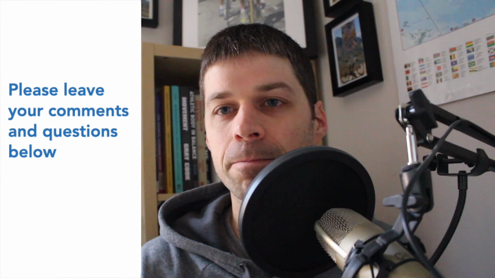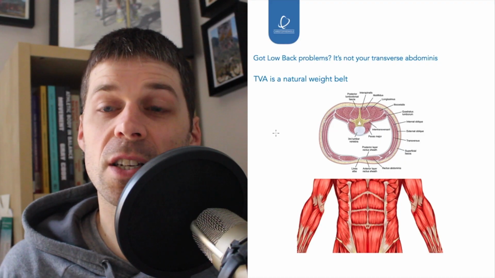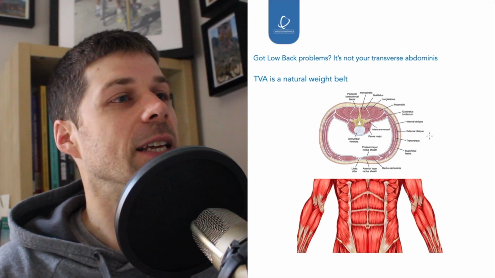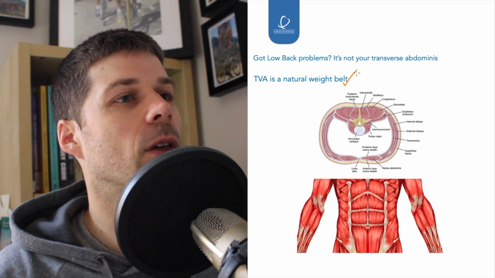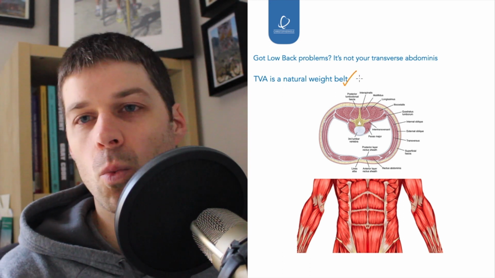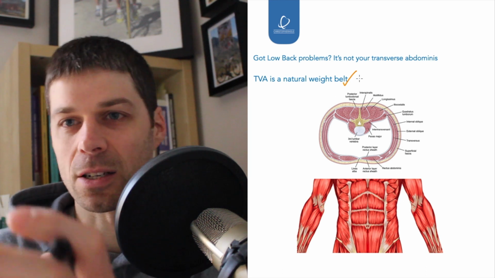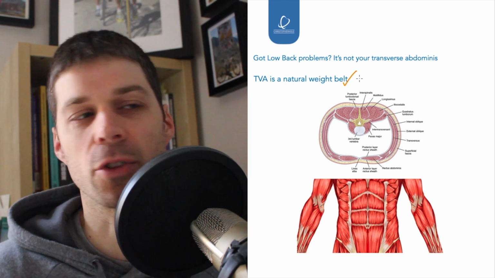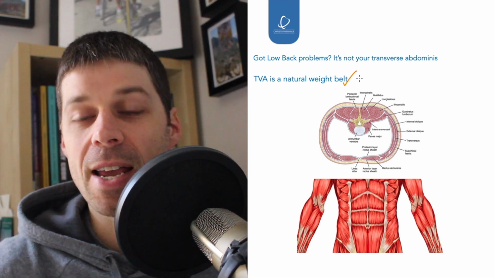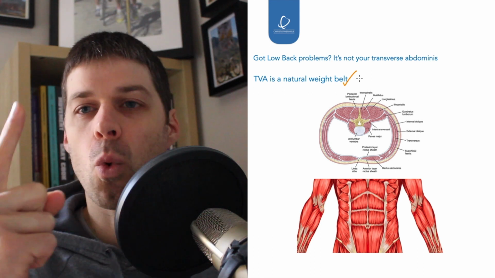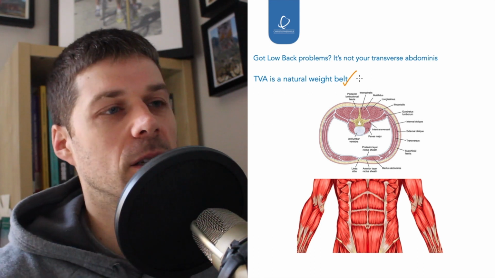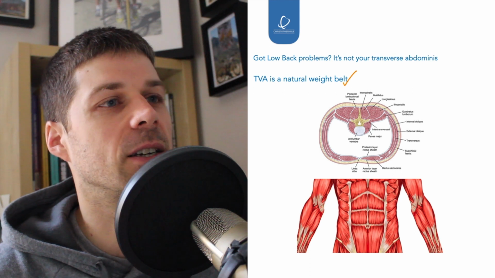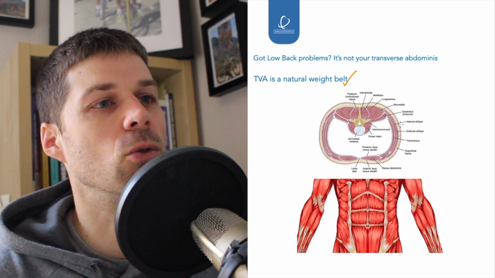The first part to this, in understanding the transverse abdominis, is that a lot of people think it's a natural weight belt. So it's there to sort of hold the spine and compress on the spine. But as I mentioned in the introduction, it's just one piece in a more complex system. So what you can see here is a bird's eye view looking down.